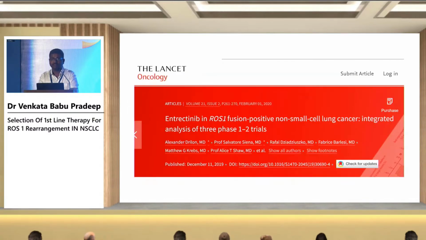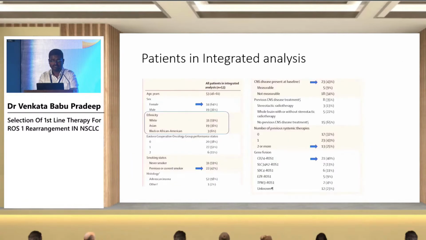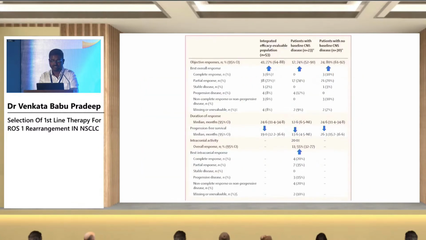Entrectinib is approved based upon the data from the combined analysis of three trials: the ALKA trial as well as STARTRK-1 and 2. So what was the result? Almost all Asian, European, and Western populations were included. The majority of the patients were non-smokers. However, more than 40% are still smokers. And the most important fusion partner that was detected is CD74. And there were CNS mets in nearly half of the patients.